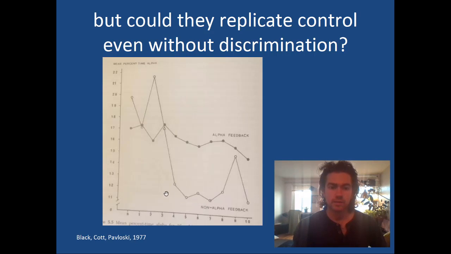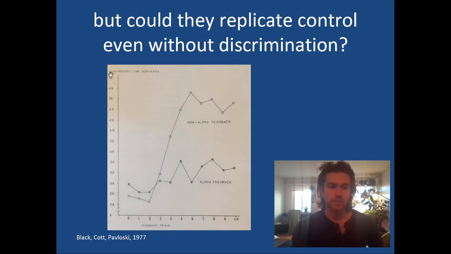And what we can see is that when the participant is given the non-alpha feedback, so that's where they're trying to decrease alpha, the amount of time spent in alpha, shown on the y-axis, decreases. Now, unlike what was seen in the Kamiya experiment, there is no increase in the amount of alpha when the participant is told to try and increase alpha. And that's a little bit weird. I'll come back to that. And then on the flip side, when we look at mean percent time non-alpha, we can see that the non-alpha feedback here causes quite a bit of an increase, but the alpha feedback doesn't really have a big effect.